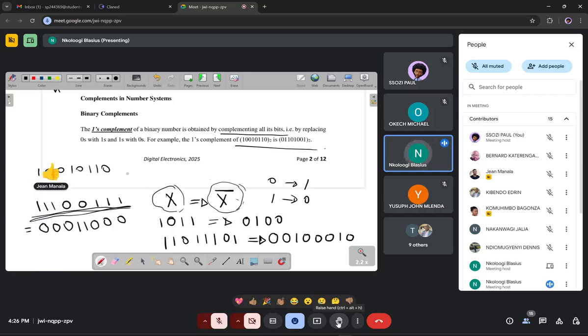1 0 0 1 0 1 1 0. If I want its complement, then it will become 0 1 1 0 1 0 0 1. Okay, that is about the ones complement. Is that now fine, Jean?